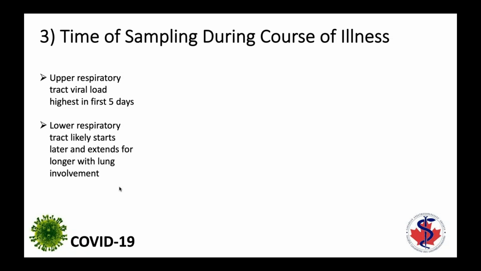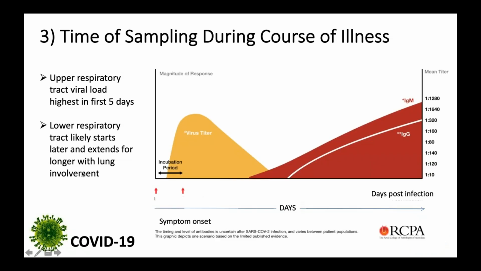So the third component is the time of sampling during the course of illness. And again, upper respiratory tract viral load is the highest in the first 5 days, while the lower respiratory tract likely starts later and extends for longer with lung involvement. This is a nice pictorial, and I've removed the days at the bottom because, depending on the study that's being done, it's somewhat variable. But imagine that the infection begins on the far left of the graph with an incubation period of up to 2 weeks. Symptom onset occurs within a week or so following exposure and infection.